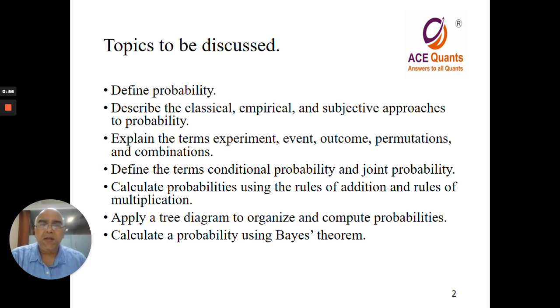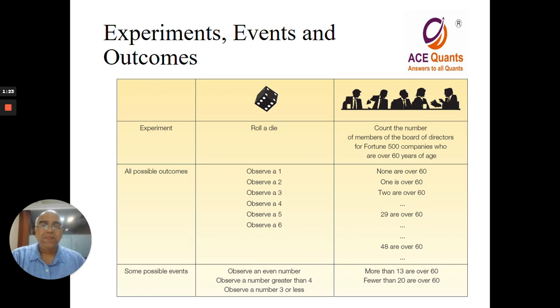We are going to discuss today what is probability, what is classical, empirical and subjective approach to probabilities, some of the common terms, events, outcomes, permutations, combinations, what is the concept of conditional and joint probability. We are going to look at a tree diagram to solve a Bayes theorem problem. Besides this, we are going to talk about the addition theorem and we are going to talk about the multiplication theorem.